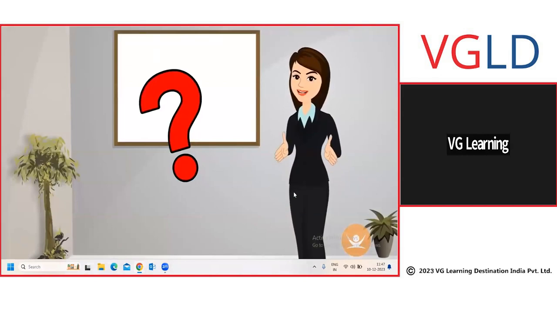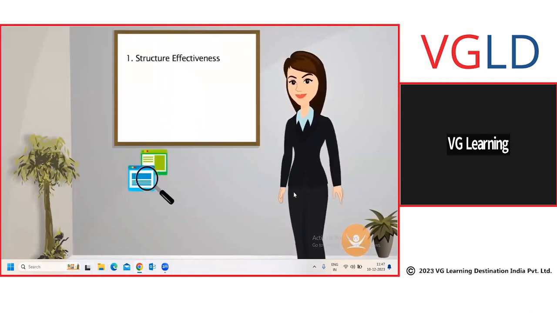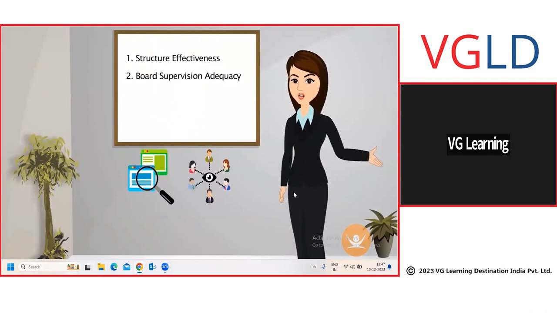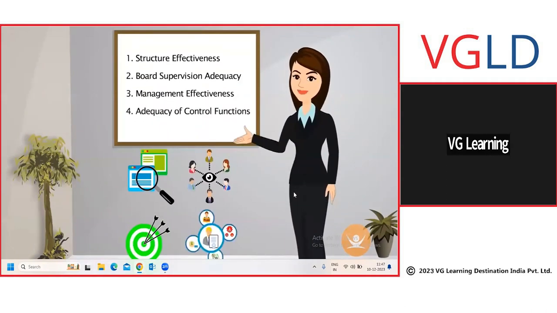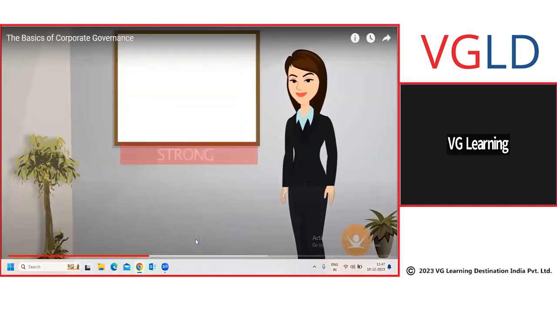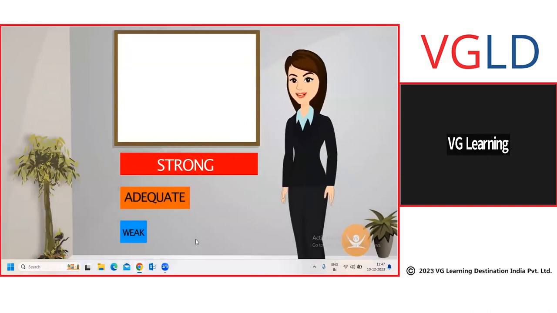How is corporate governance assessed? Assessing corporate governance can be classified into four general topic areas: structure effectiveness, board supervision adequacy, management effectiveness, and adequacy of control functions. A three-tiered rating system of strong, adequate, or weak is commonly used to summarize the results of an assessment.